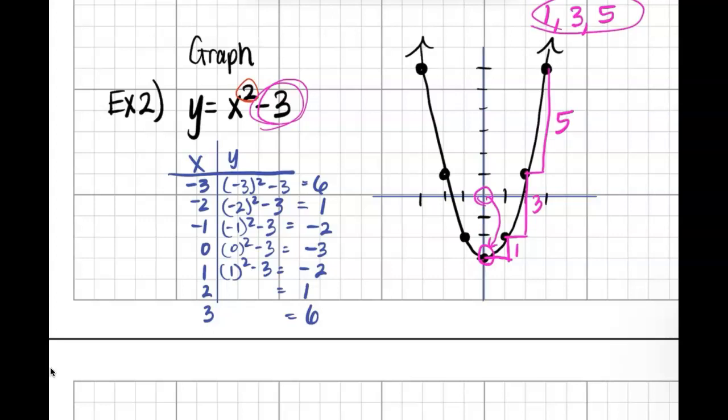You have to be careful of that. If there's ever a number in front of x squared, it multiplies your pattern and is going to either stretch or compress that parabola.